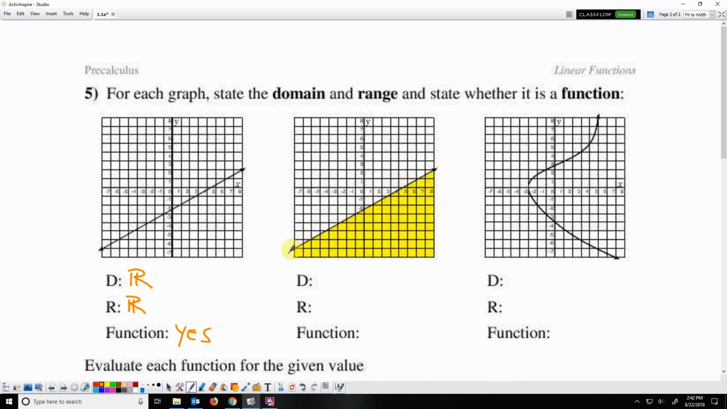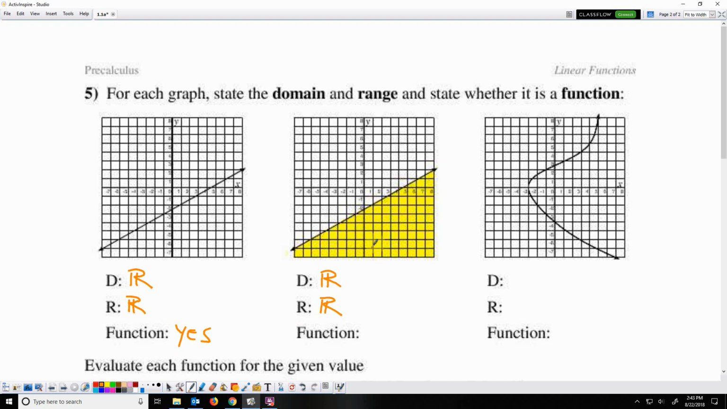On the second graph, left it's going to go infinitely, right it's going to go infinitely. So my x values, the domain, is all real numbers. It's going to go up forever. It's going to go down forever. So it's going to touch all y values. The range is all real numbers. Is it a function? The answer is no.